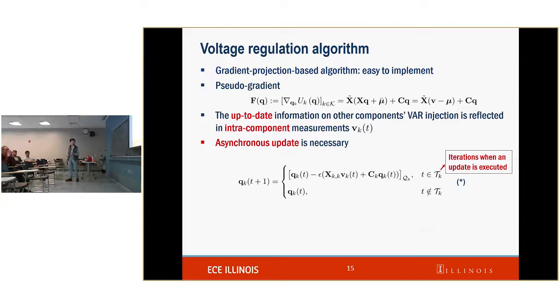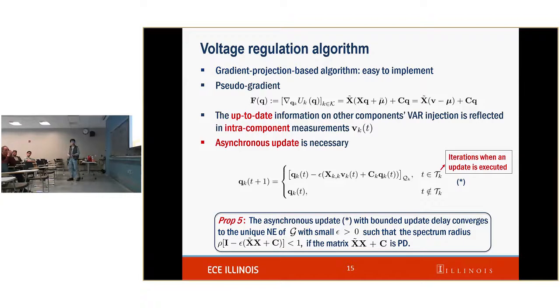So we propose such an update. The capital T here collects the iterations when an update is executed. If T is in that set, then it will do one step of gradient projection. The epsilon is the step size, and this is a projection onto the feasible set. And if it's not, it will just stay the same.